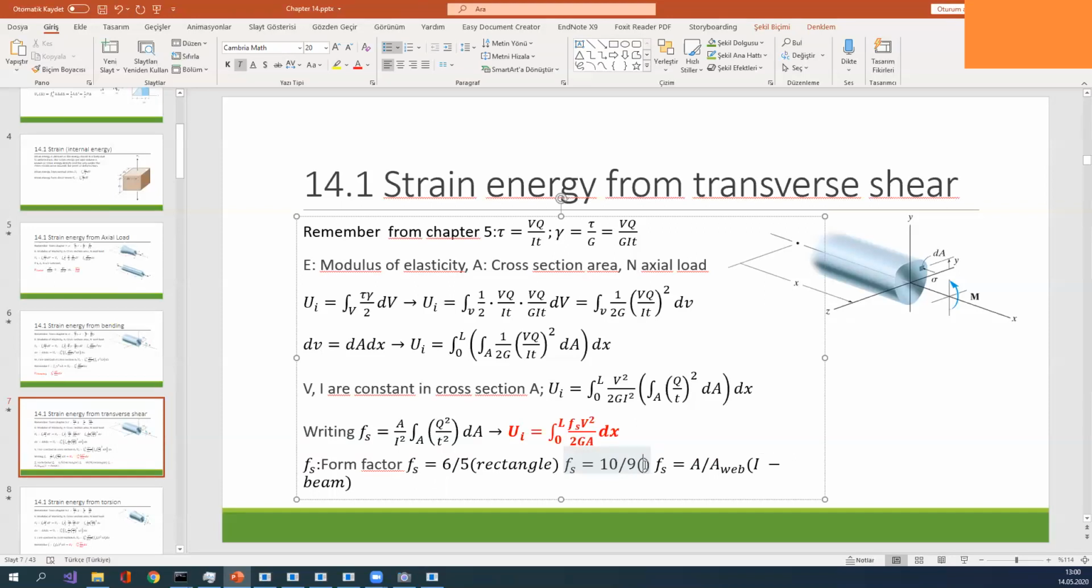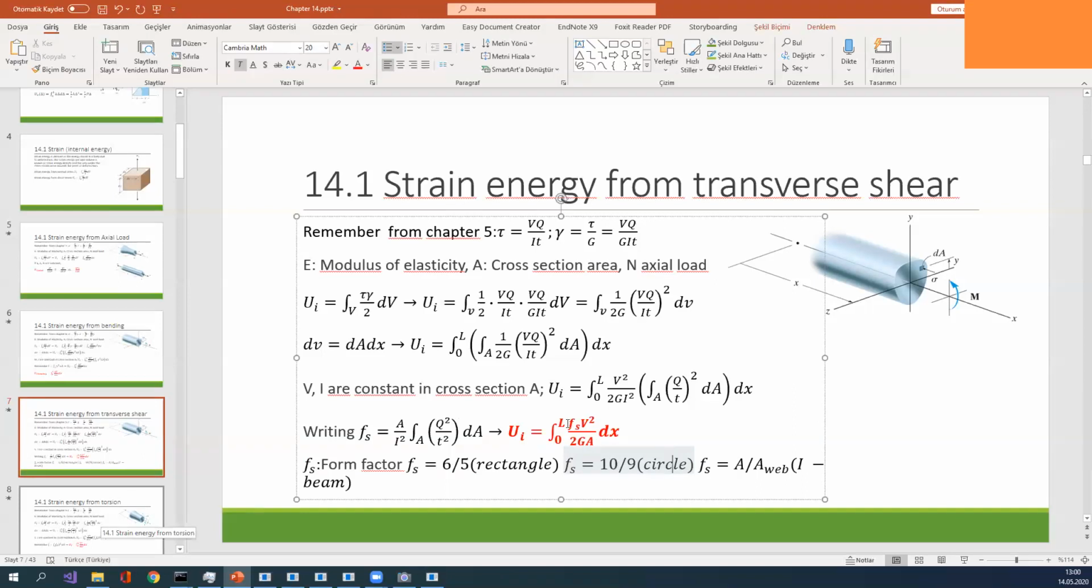Actually, sorry, circle. Also, f is equal to I divided by I web for I beams. Sorry, like this. I need to fix these things, but I have a little bit of a problem. Okay, I got it. Okay, we can continue.